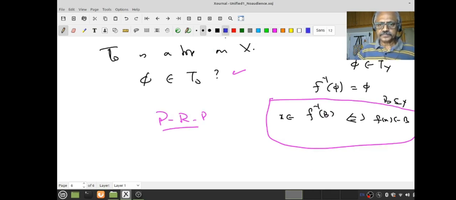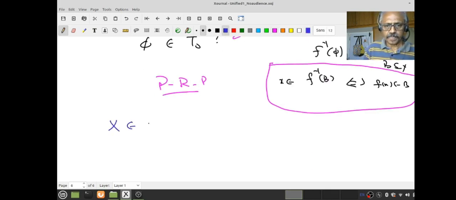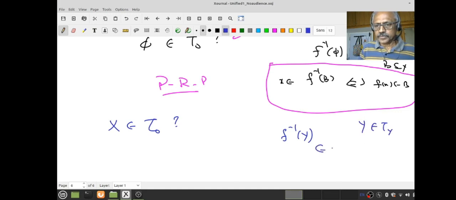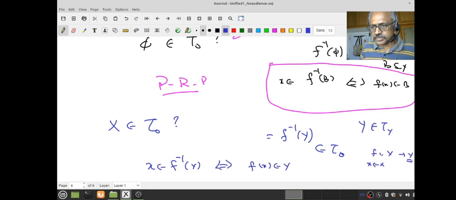And second, does X belong to this? How do I prove that? Let's look at f inverse of Y. What is f inverse of Y? Remember, Y belongs to tau_Y. Therefore, f inverse of Y must be in tau naught by definition. Now, what is f inverse of Y? When does x belong to f inverse of Y? If and only if f(x) belongs to Y. Remember, f is a function from X to Y.